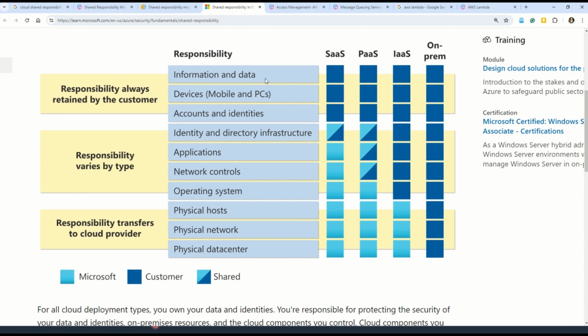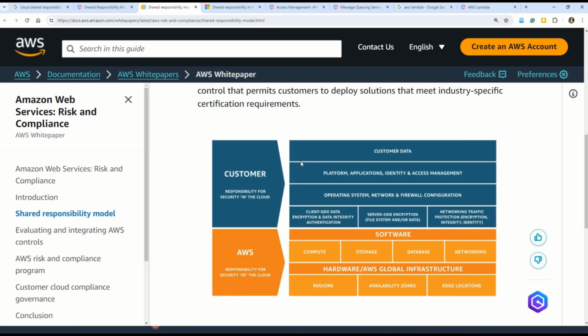So in this documentation from Microsoft Azure, you can really understand how exactly this shared responsibility model works, and then you can also check out and link this information with the AWS documentation.